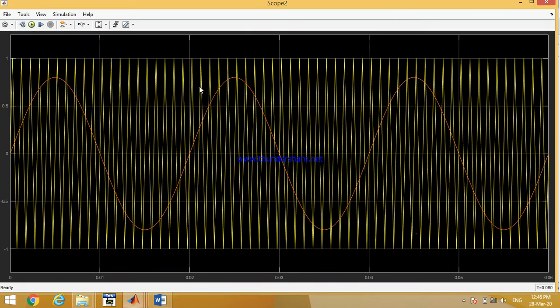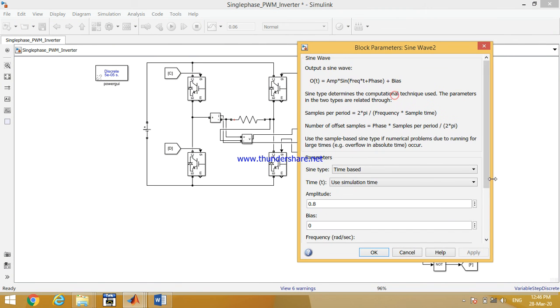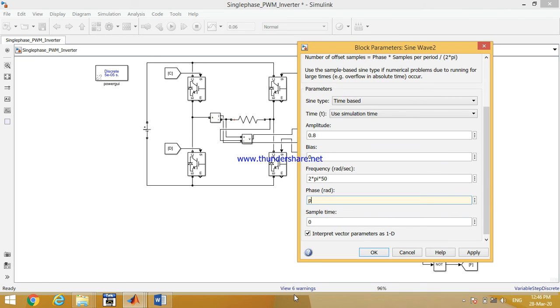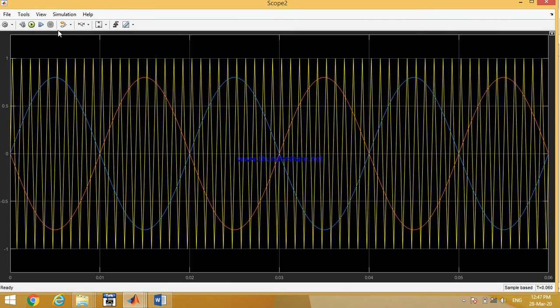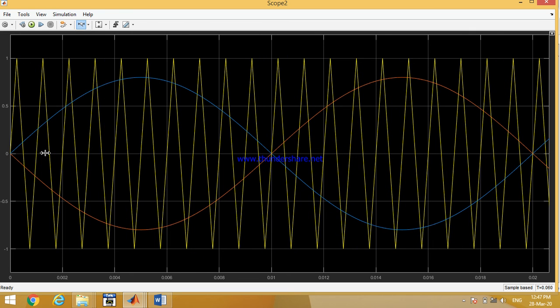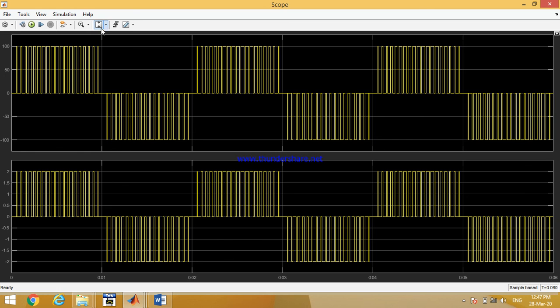right? We can see in the comparison block, sorry, the second sine wave must have a phase difference of pi. So we forgot to put a pi over here, so this is the pi, and now we run the simulation again, right? So here is the comparison of the sine wave with the triangle. These are the two sine waves, 180 degrees out of phase, that are our modulating signals or reference signals, and this is our carrier signal, that is our triangle, right? So now we see the output voltage waveform.